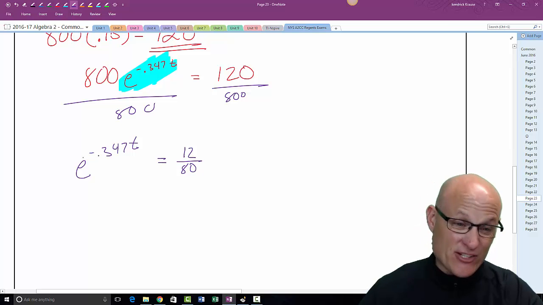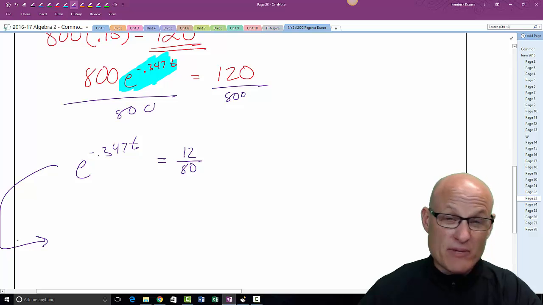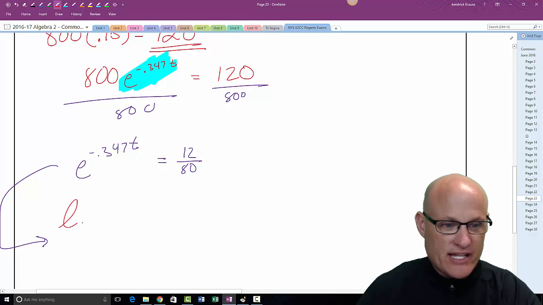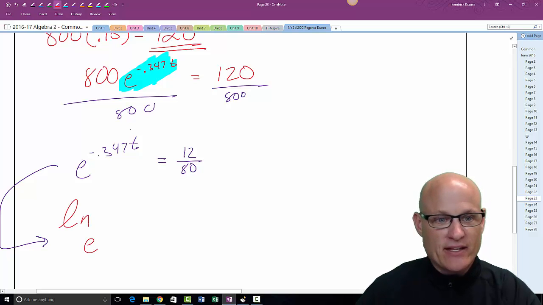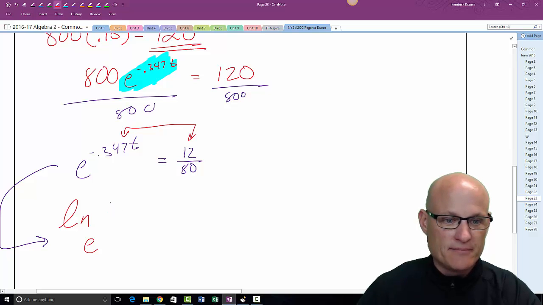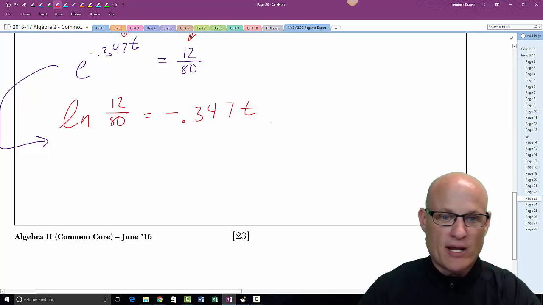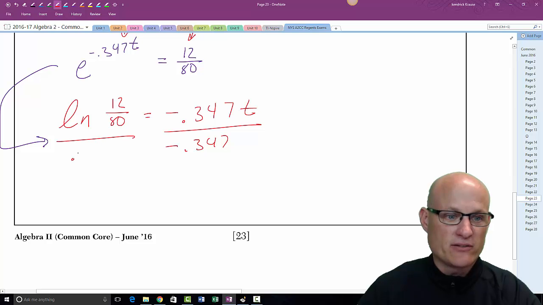Now this is an exponential function. In order to turn it into a logarithmic function, it's all about that base, all about that base. So this is natural logs, base e, and then these two things switch. So the natural log base e of 12 over 80 is equal to negative 0.347t. Now you remember we don't really need this e here. It's understood to be e. You don't have to, but I put it there just when I make the switch. And we're going to divide by negative 0.347 to finally get what t is.